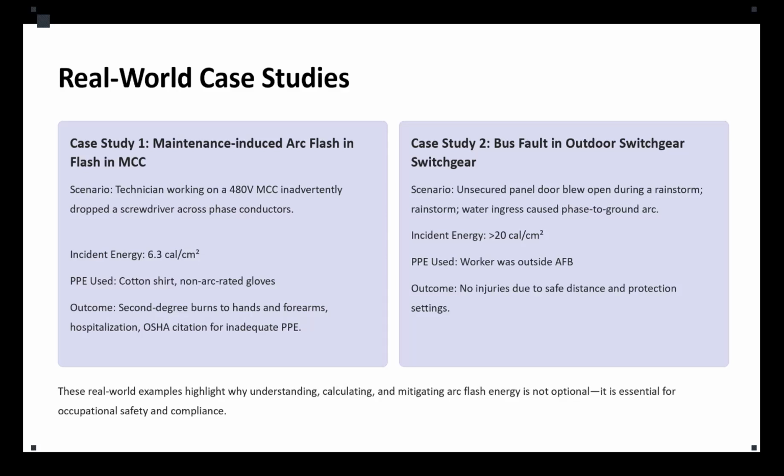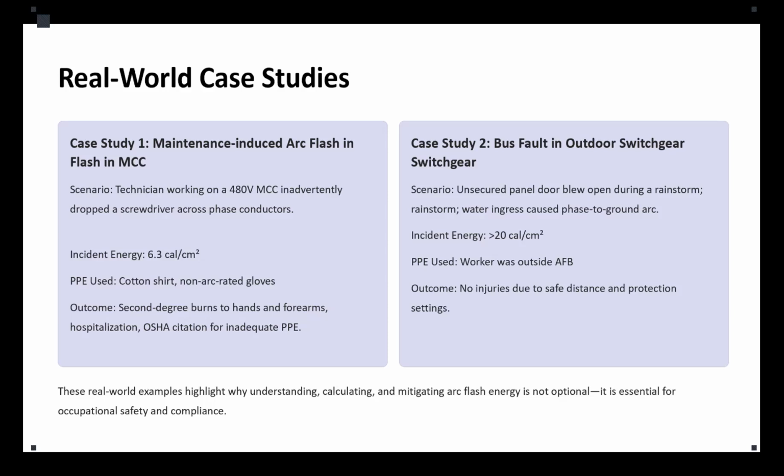Now, the immediate outcome is that the technician would suffer second-degree burns on both hands and forearms. The cotton shirt ignites partially, which increases the thermal injuries. The gloves would melt, basically offering no arc protection, and that worker would be hospitalized for treatment and miss several weeks of work.